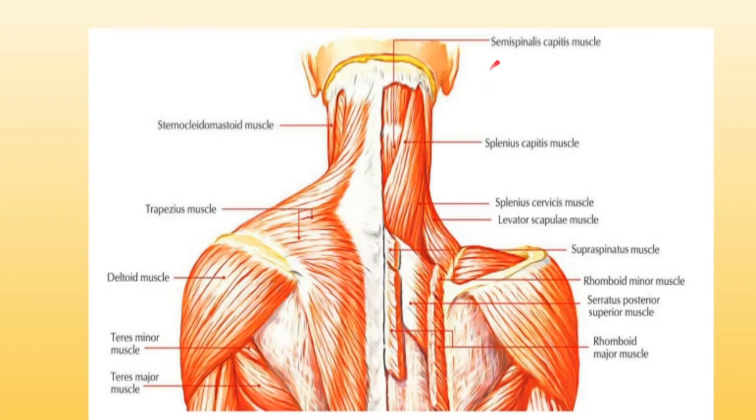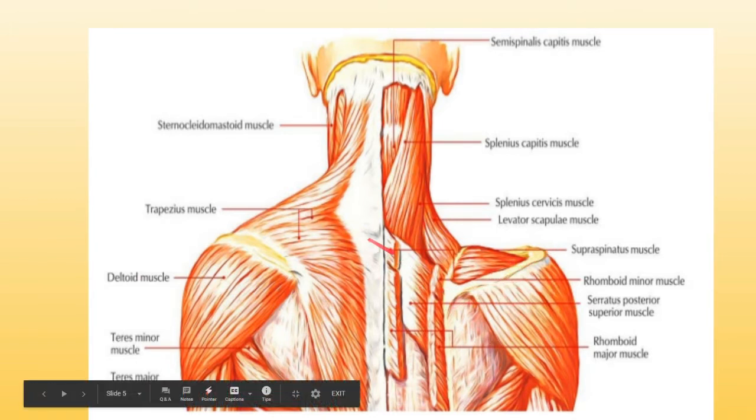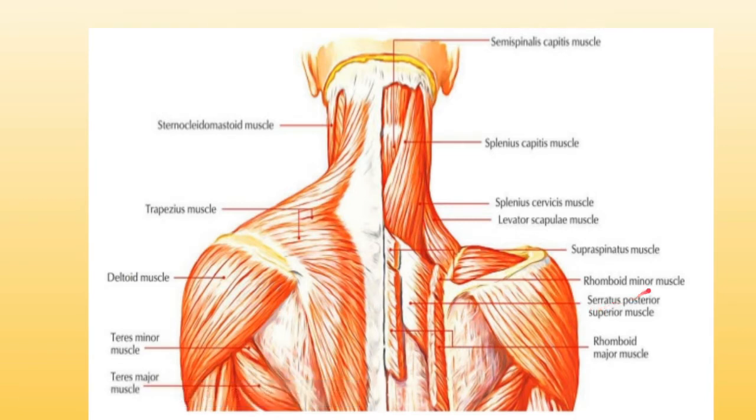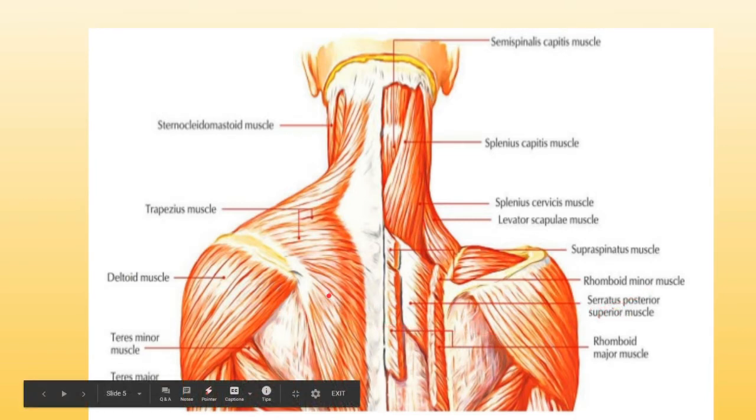So 10 muscles: semispinalis capitis, splenius capitis, levator scapulae, then the neck muscle known as the inferior belly of omohyoid, then supraspinatus, infraspinatus, rhomboideus minor, rhomboideus major, latissimus dorsi muscle, and the serratus posterior superior muscle under cover of the trapezius muscle.